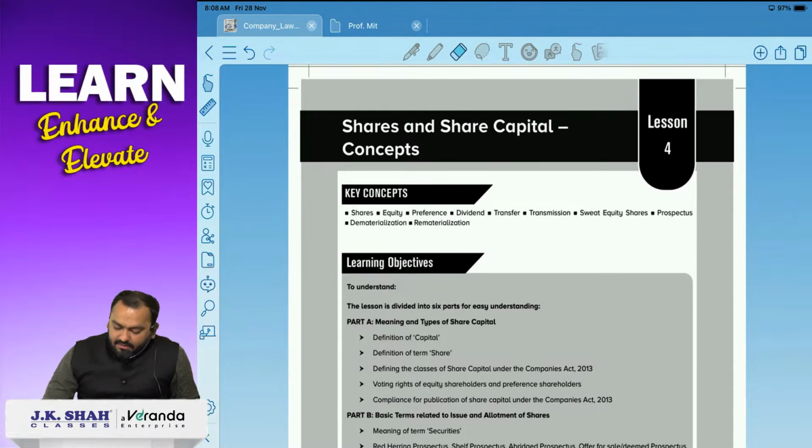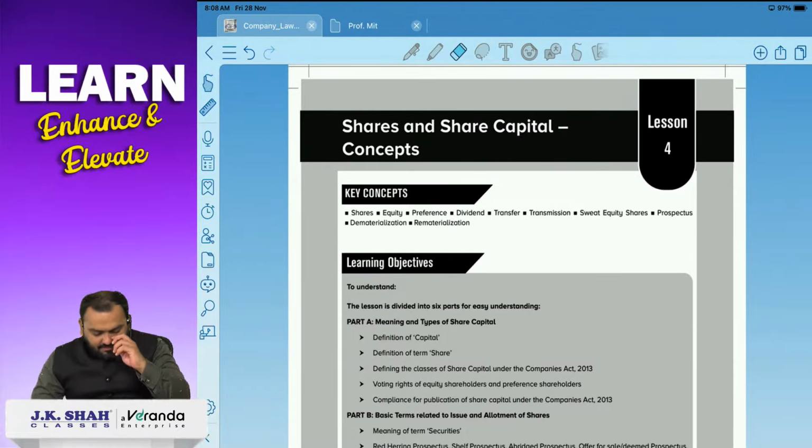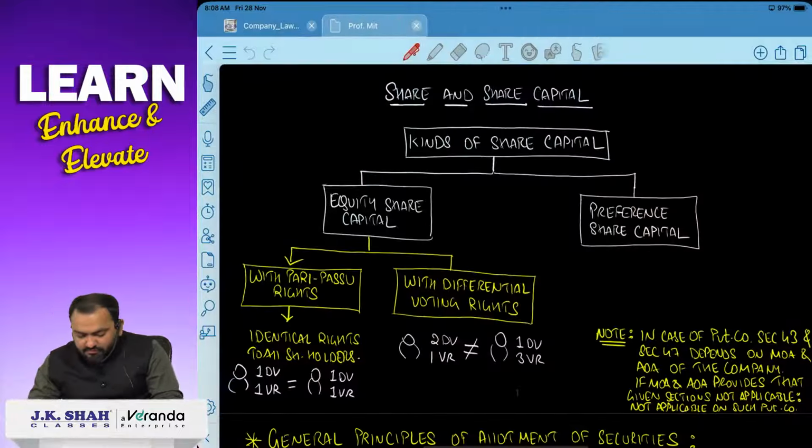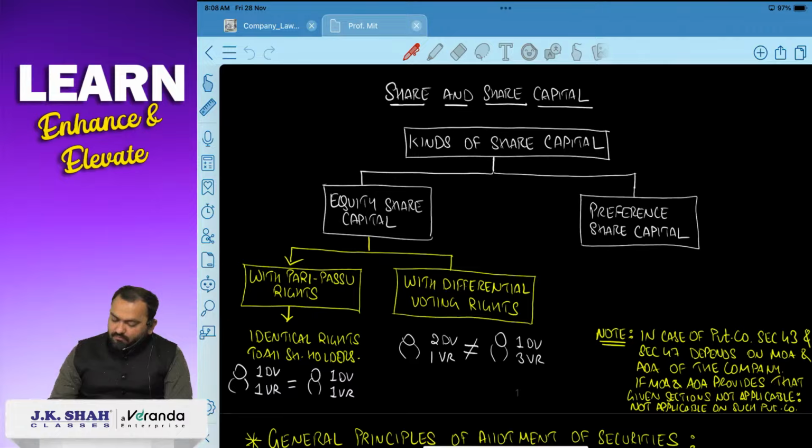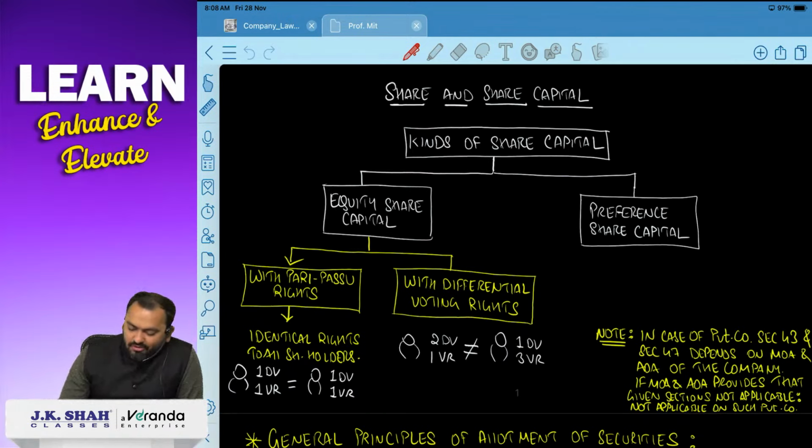Now, this chapter we will be doing from our class notes as well as from the module. If we start with this chapter, initially in your module you can see the introduction is given: What is a share? What is the meaning of share capital and all those things? So you know what share capital is: capital which is raised by the company by issue of shares.